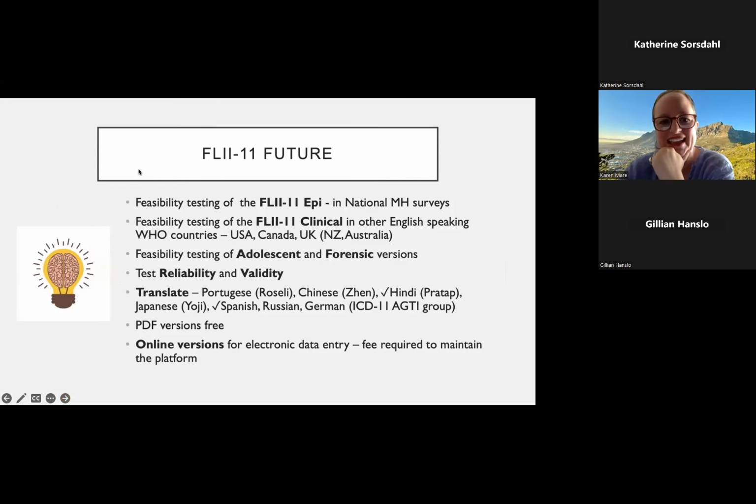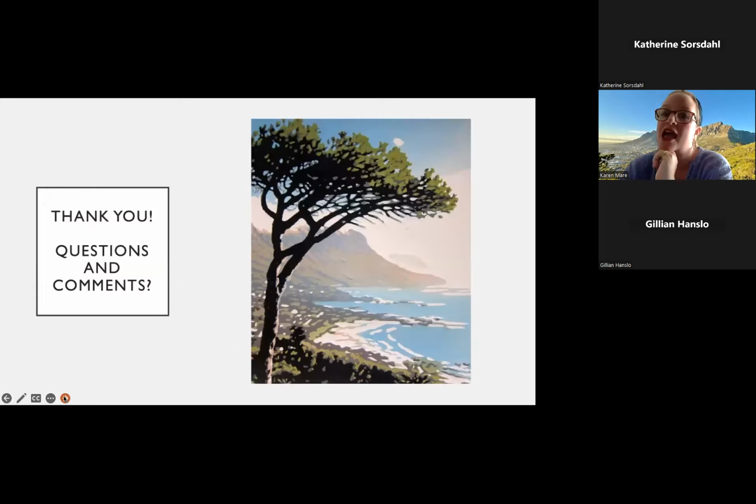So all of that needs to happen in the next few years, testing the FLY-11 epidemiology in these national surveys, testing the FLY clinical, not just in South Africa, but in other English-speaking countries, testing these adolescent and forensic versions, test and retest reliability and inter-rater reliability and validity, and then doing translations. The good news is we already have a Spanish translation because a colleague in Mexico translated the FLY. And we probably already have a Hindi translation because in India, they have started translating. And the idea is because it's a WHO instrument, it's going to be available for free, but the versions that are on electronic platforms, we are going to have to require a fee just to maintain the platform. But that is my story.